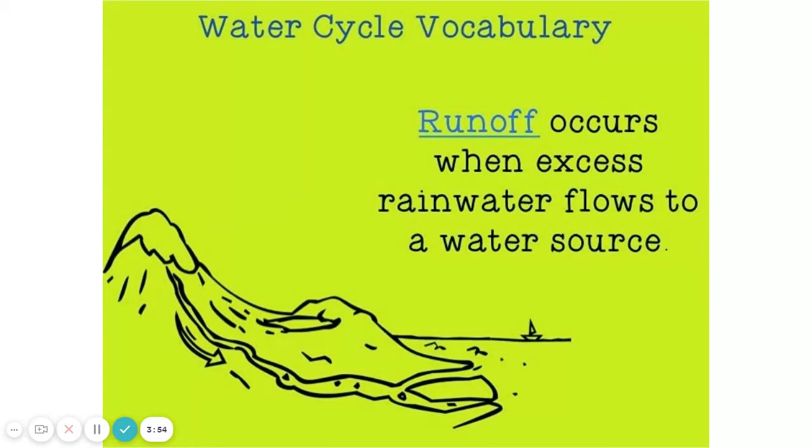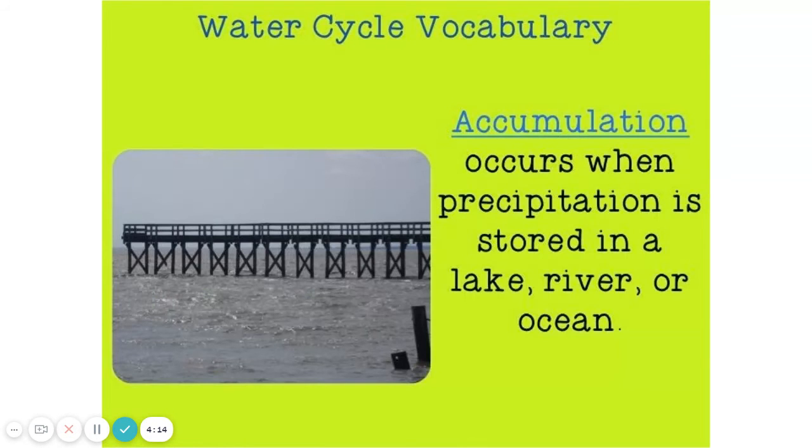Runoff. Runoff is going to happen when excess water flows to a water source. So water that is not absorbed into the ground is considered runoff. Puddles are considered runoff. Or water that makes its way to a river or a lake or stream or even the ocean is considered to be runoff. Accumulation. Accumulation occurs when precipitation is stored, such as in a lake, river, or ocean, somewhere where there is a lot of water. That is considered to be accumulation.